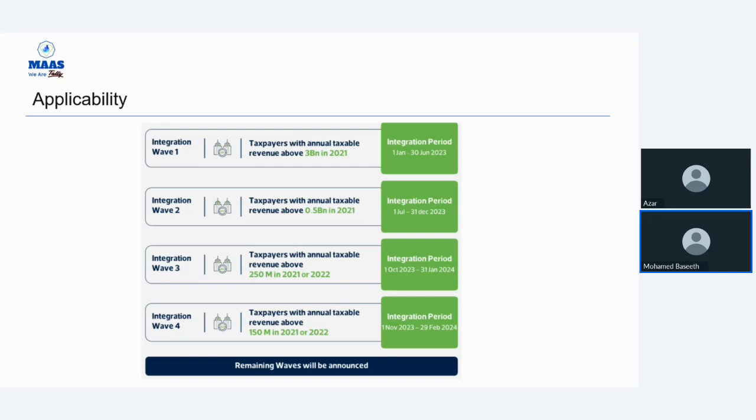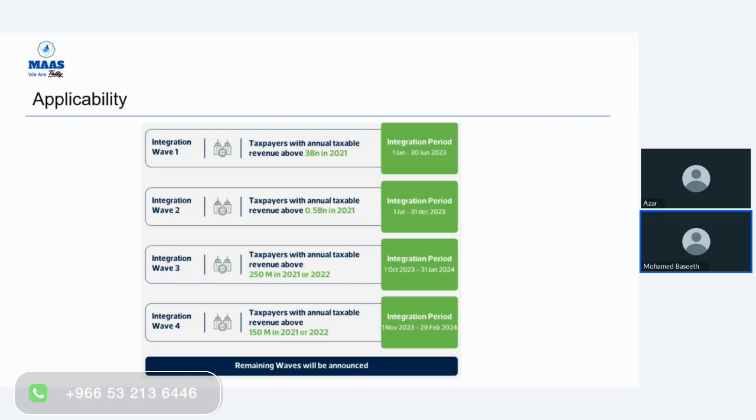Now we have wave 3, which is taxpayer group 3. This is for 250 million. This integration has to be done by 1st October 2023. So this will be the 3rd group, or wave 3, 250 million in 2021 or 2022. In either of those years or both years, if you have a revenue of 250 million riyal, then you have to do that.